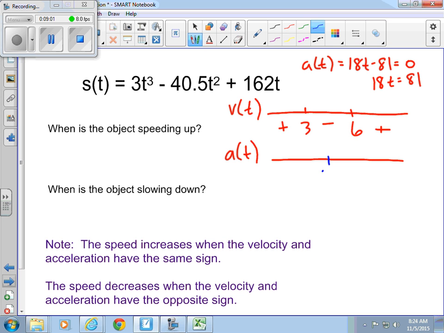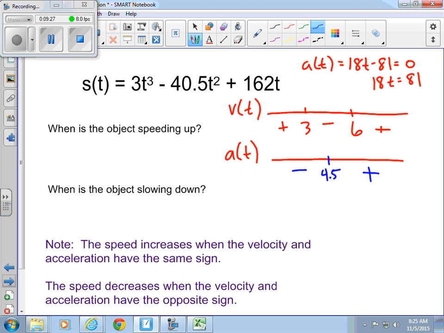I am going to be a little bit more careful than I normally would. I'm going to make sure I line that up in the correct place with the velocity sign chart, that way I can see what's happening. On the left of 4.5, I would get a negative acceleration. On the right of 4.5, I would get a positive acceleration. But remember, that doesn't mean I'm speeding up after 4.5, and it doesn't mean I'm slowing down before 4.5.